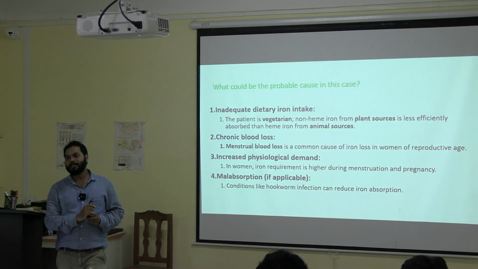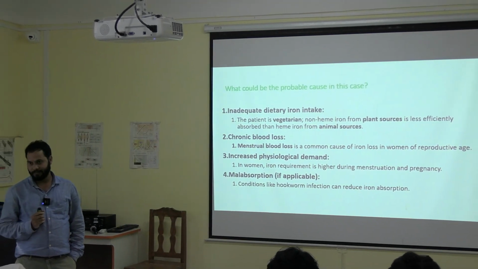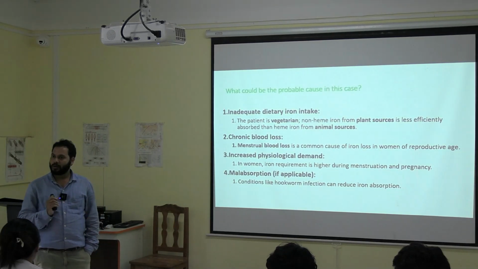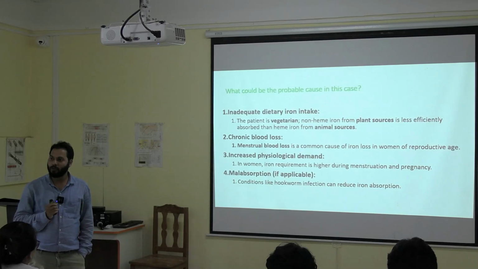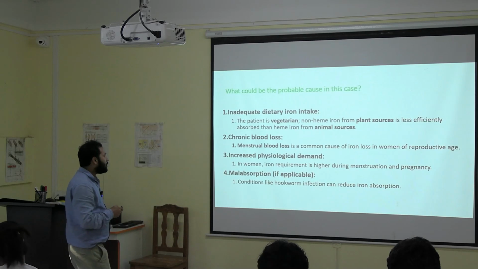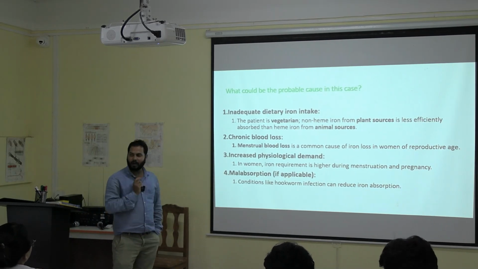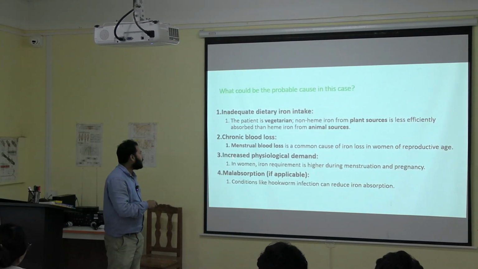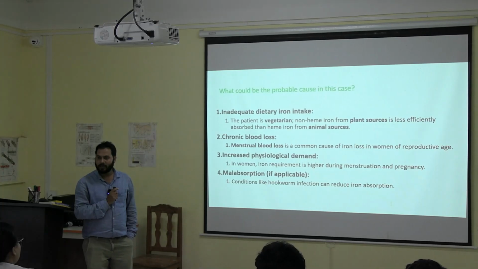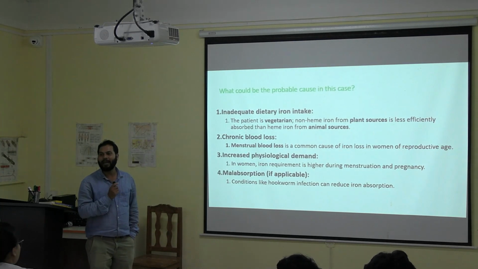Now see, they are asking, what could be the probable cause in this case? The point is the same: I am saying iron deficiency anemia. So what would be the probable cause? Dietary intake, chronic blood loss, the physiological demand of oxygen or iron, and at the same time malabsorption.